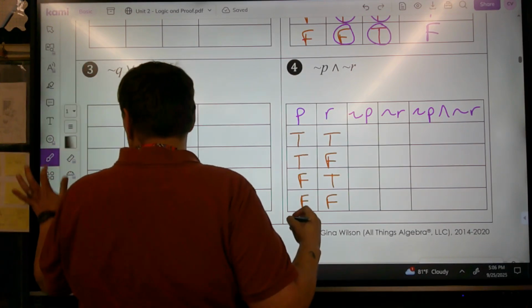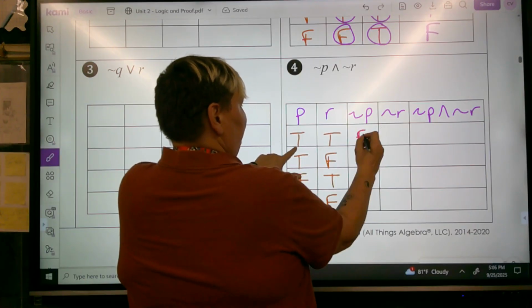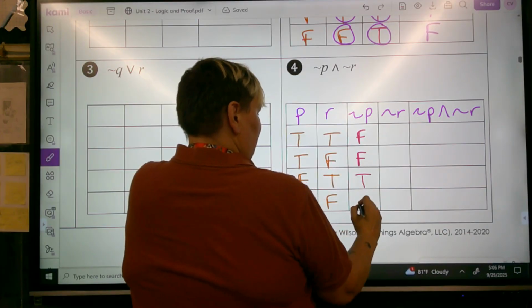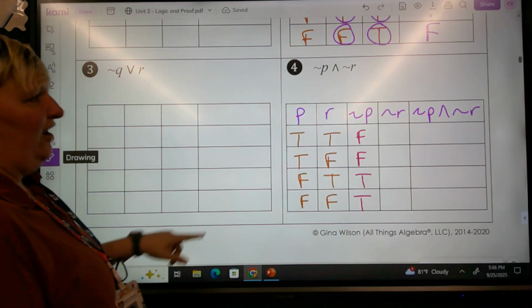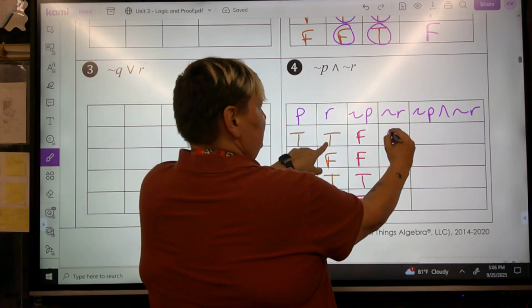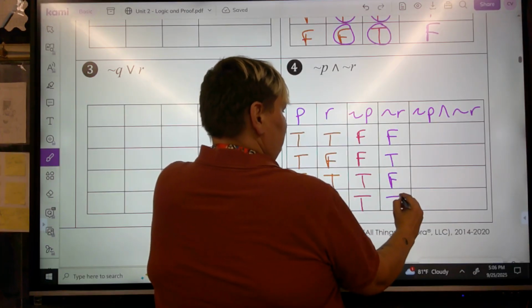Alright, now, not P is the opposite of P. True, false, false, false, true, false, true. And not R is the opposite of R. True, false, false, true, true, false, false, true.